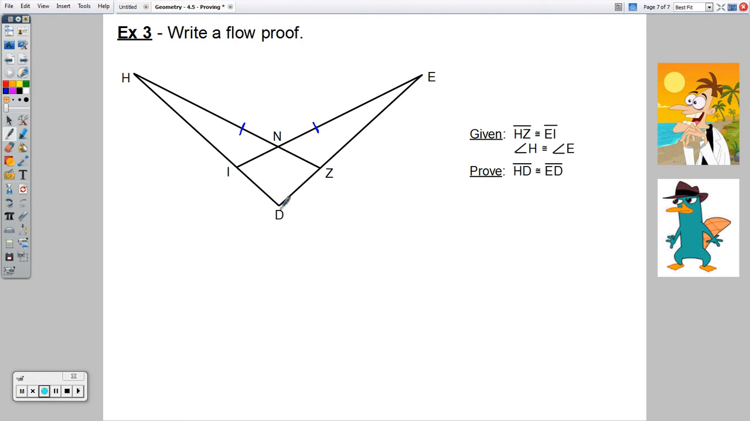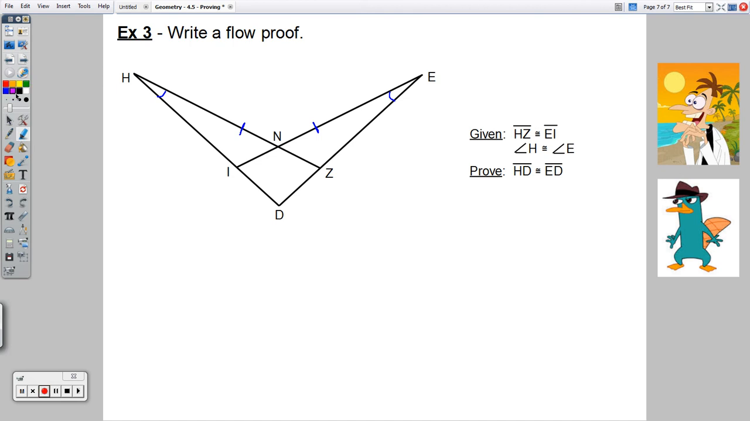And I'm trying to prove this whole thing is congruent to this whole thing here. I'm also told that angle H is congruent to angle E, so I'll put a mark there and there. So it looks like I should use this whole triangle right here with this whole triangle right here. So why don't I use some different colors for this? If you have different colors, it could be useful, I think, in this case.